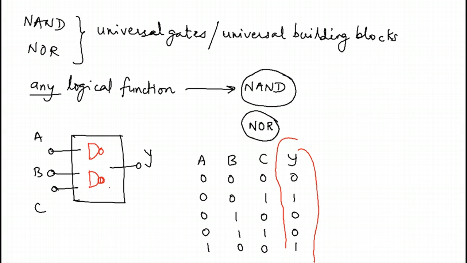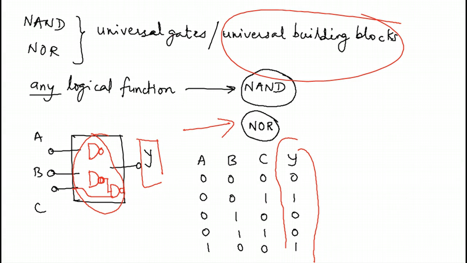If I have only NAND gates and I connect them in a certain way, maybe the output of this goes to the input of this, maybe the other input is coming from C itself, and so on. Let's not talk about the interconnections between these NAND gates. The rule is, you just put a sufficient number of NAND gates inside this box, connect them properly, and eventually you will be able to get the desired output Y. And if you don't have NAND gates, you can do the same thing with NOR gates, and that's why they are called universal building blocks or universal gates.